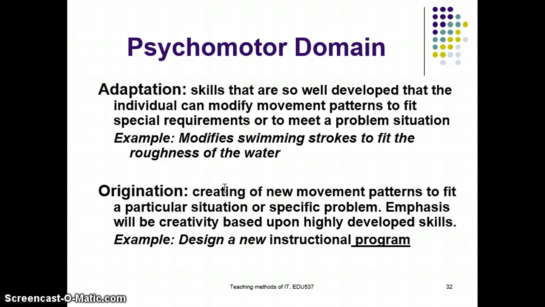Origination. Even if I just read this, it's probably something to do with being original. Origination is creating a new movement pattern to fit a particular situation or specific problem. So when there's a problem, you make a new movement or try to solve it in a new way. Emphasis will be on creativity based upon highly developed skills. Example, design a new instructional program, which we did for instructional technology, I think.